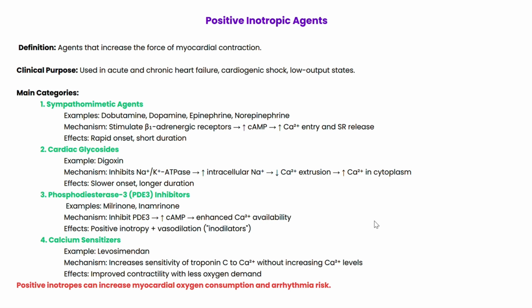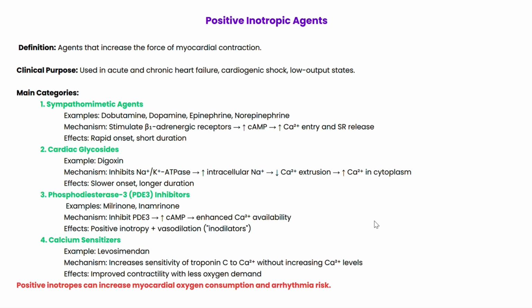So there are several major classes of positive inotropes. First is sympathomimetic agents. This includes dobutamine, dopamine, epinephrine or norepinephrine. They work by stimulating beta adrenergic receptors, which increases cyclic AMP levels, resulting in greater calcium entry and release from the sarcoplasmic reticulum. They act fast and wear off quickly, useful in emergencies and ICU settings.